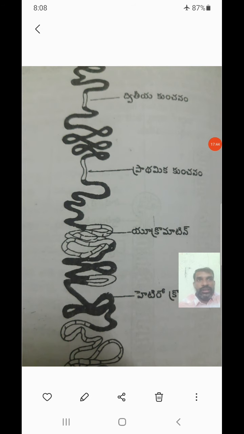And next one, we can observe the secondary constriction. In the primary constriction, we can observe the kinetochore and fiber bonds, especially during divisions, especially metaphase. And the secondary constriction is the nucleolus organizing part. Okay, and here there is no kinetochore and spindle fibers are absent in the secondary constriction.